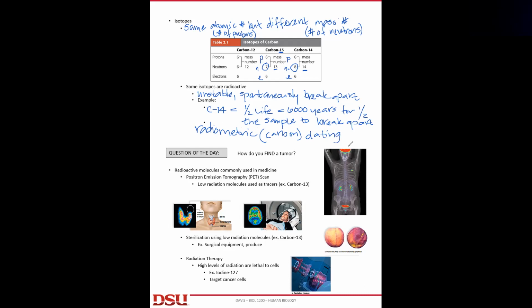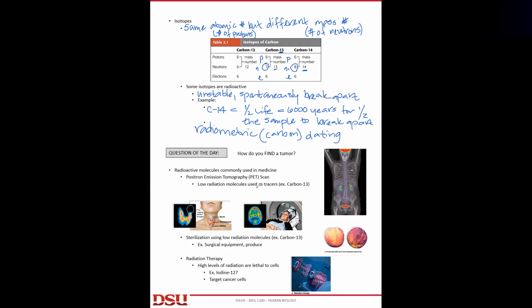Okay, question of the day, how do you find a tumor? Well, we use radioactive molecules. Okay, it's actually a bunch of radioactive molecules or isotopes that are used in medicine, both to identify and to treat a variety of different issues. There's something called a PET scan. It stands for positron emission tomography.